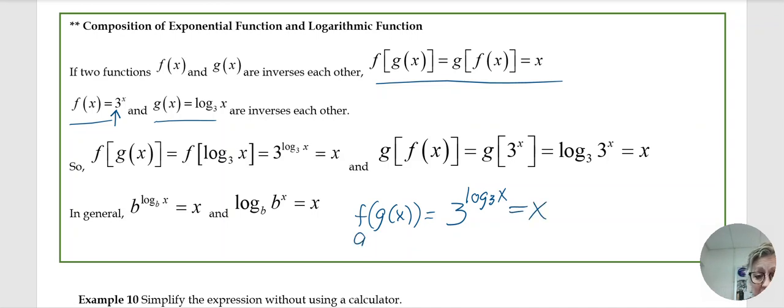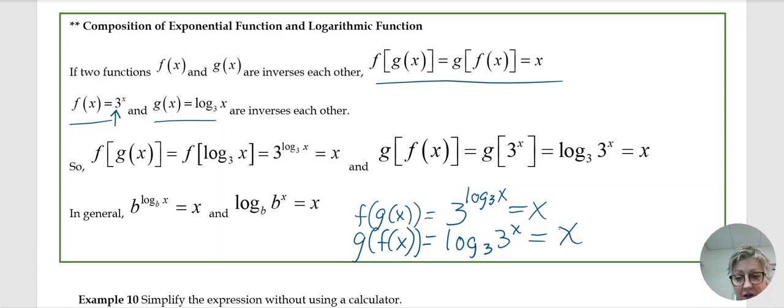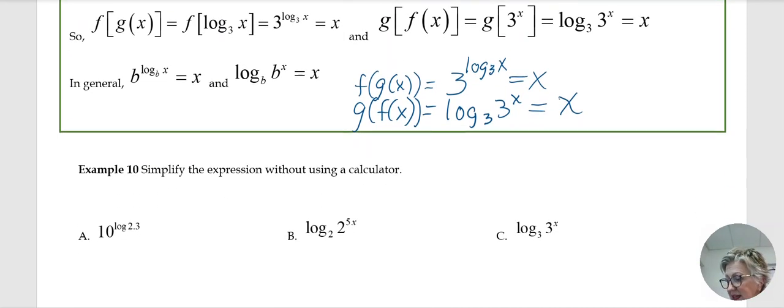And likewise, if I do g of f of x, that's going to say the log base 3, and now f of x is my input of 3 to the x, and because I'm doing function composition of inverses, I know those both equal x. So therefore, I can simplify problems like these without needing my calculator. Okay, so if I've got log, remember, since there's no little subscript here, this is 10 to the log base 10 of 2.3.